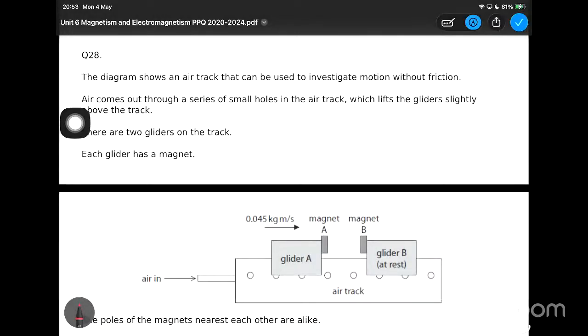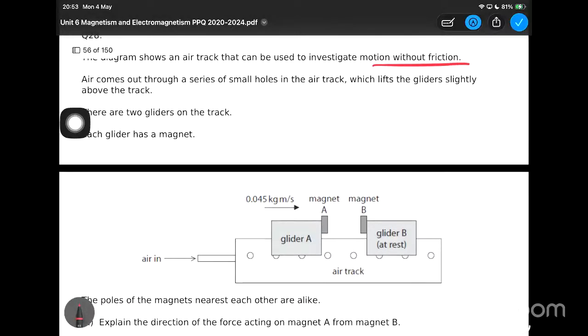But in this case, there's no connection, right? No touching between the surface and the object. So therefore, what will happen? We can say that the friction is minimized or friction is at a zero value, right? So we can just deal with the forces that we are applying there, right? So here, investigate the motion without friction.